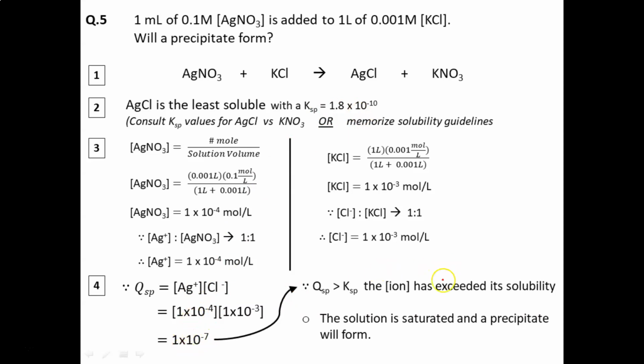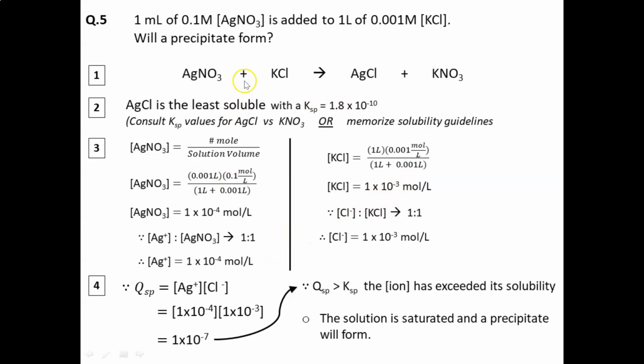So that means that the ion concentration has exceeded its solubility. I put too much inside, not enough water to dissolve it all, and so there will be a solid component sitting at the bottom, undissolved, and we call that our precipitate. And so therefore a precipitate will form in this solution if I mix these two together in these quantities and in these concentrations. So these types of questions are pretty standard.